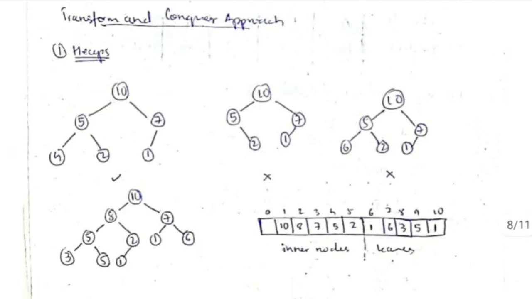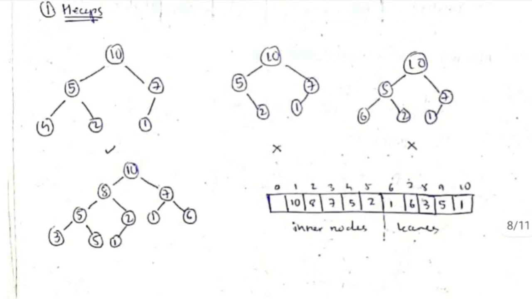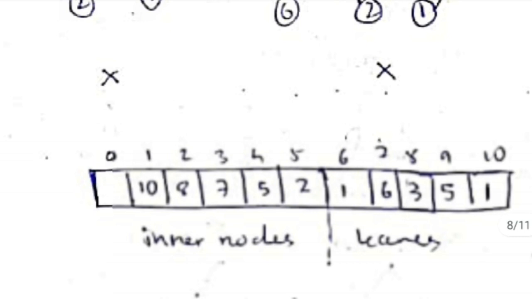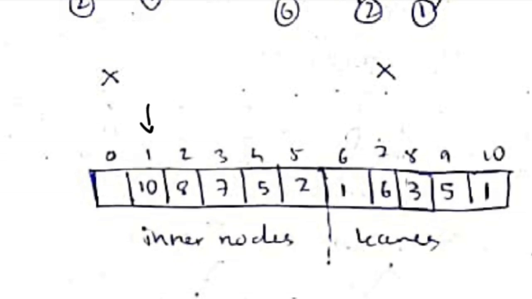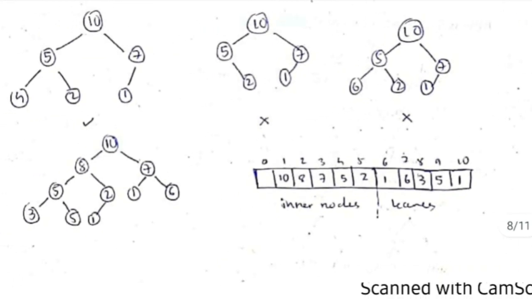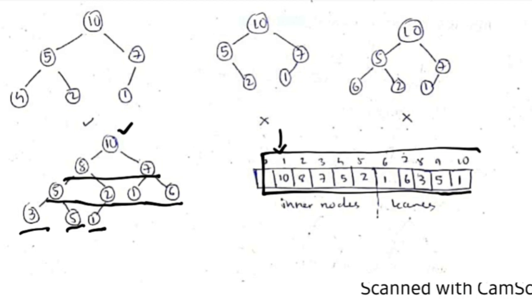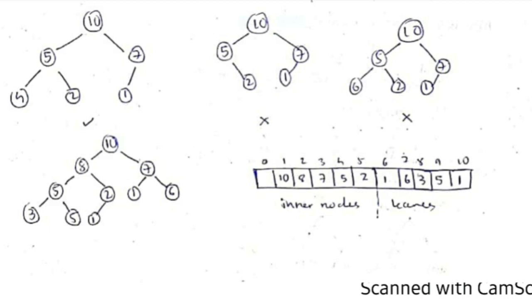After getting to know about the two rules, how will we represent the tree in the form of an array? In heap sort, we will be starting the array from 1. We will be leaving this space empty, and how we will be filling is we will be starting from 10. 10 will be filled first, then from here 8 and 7, then 5, 2, 1, 6, then 3, 5 and 1. In that way we will be filling the whole array. And which are the leaf nodes here? The leaf nodes are 1, 6, 3, 5, 1.